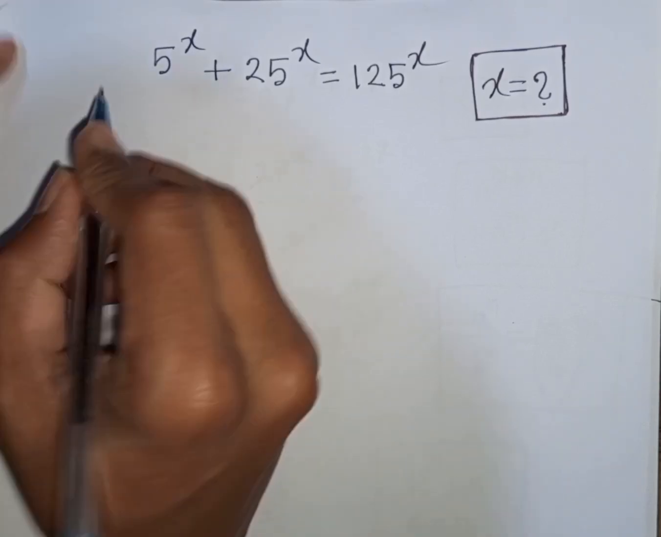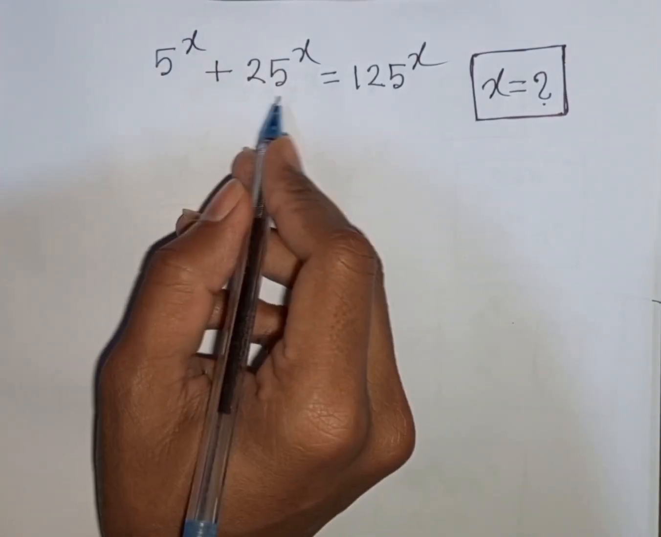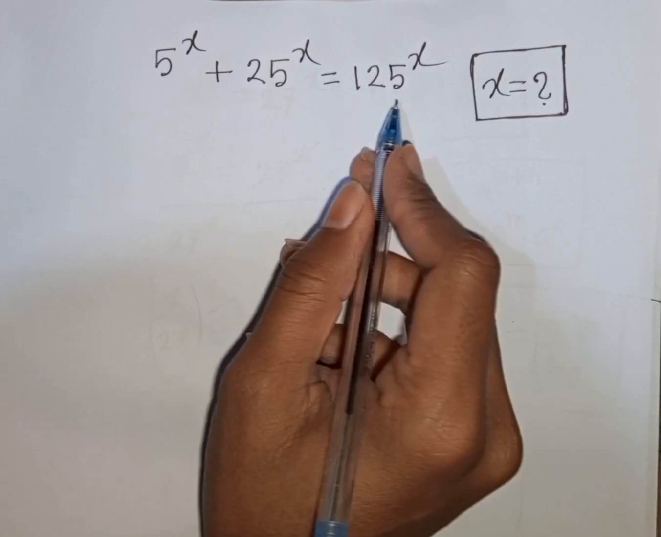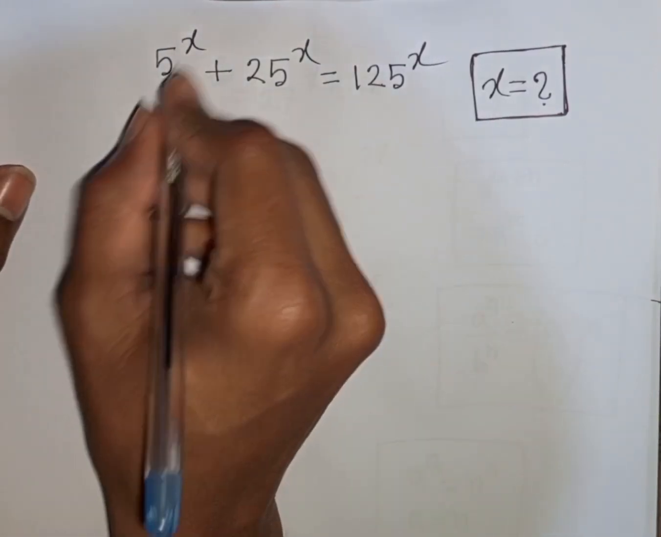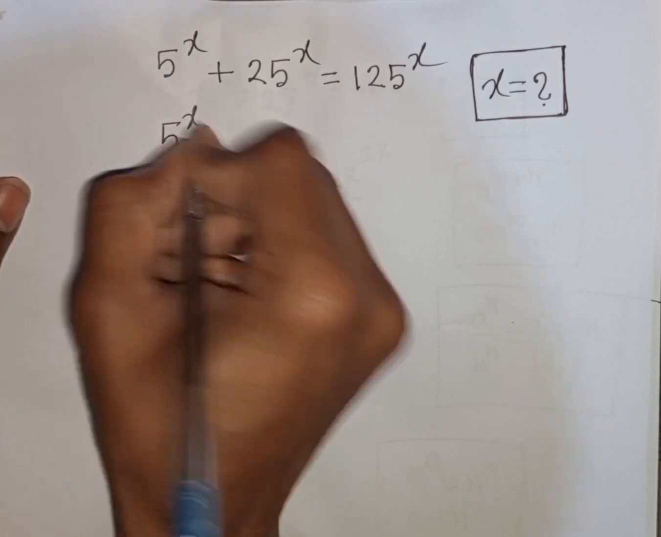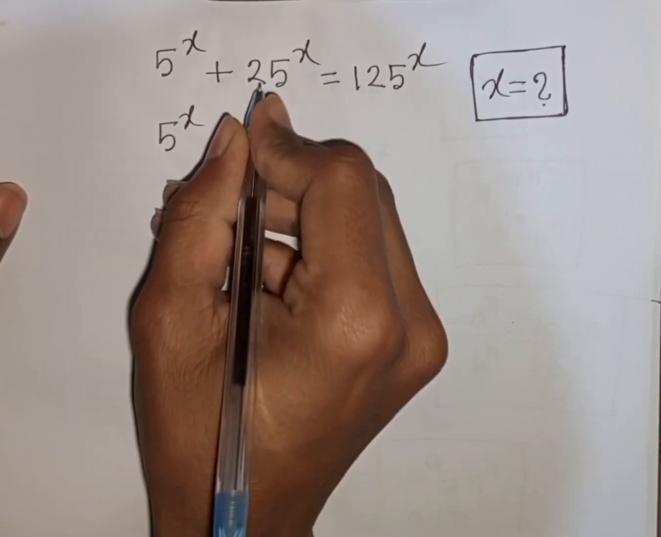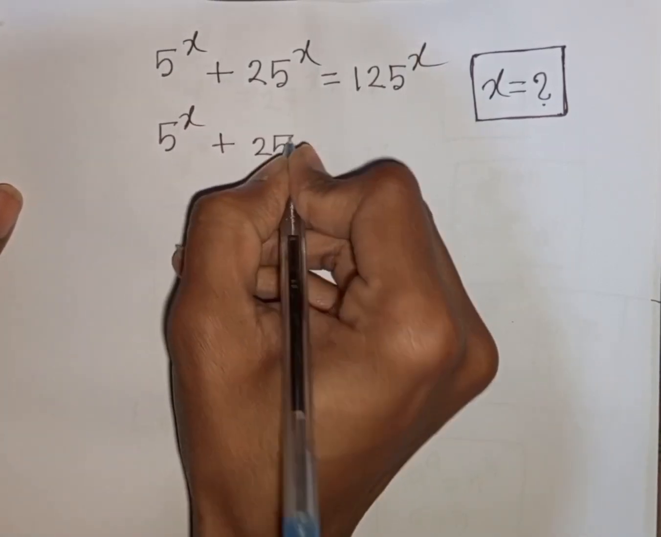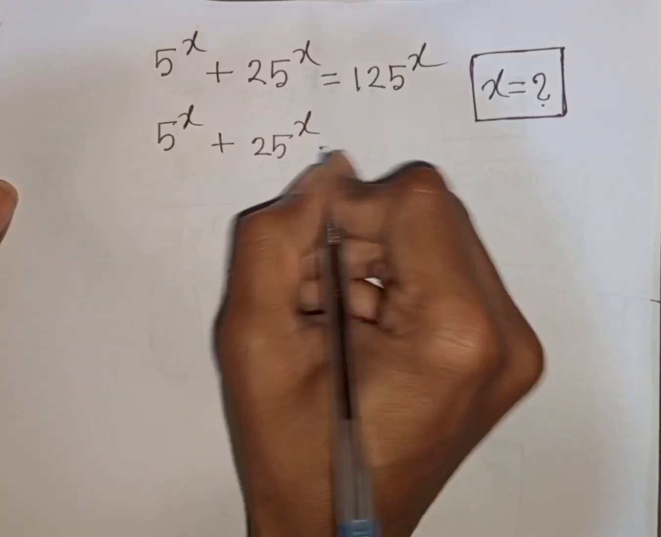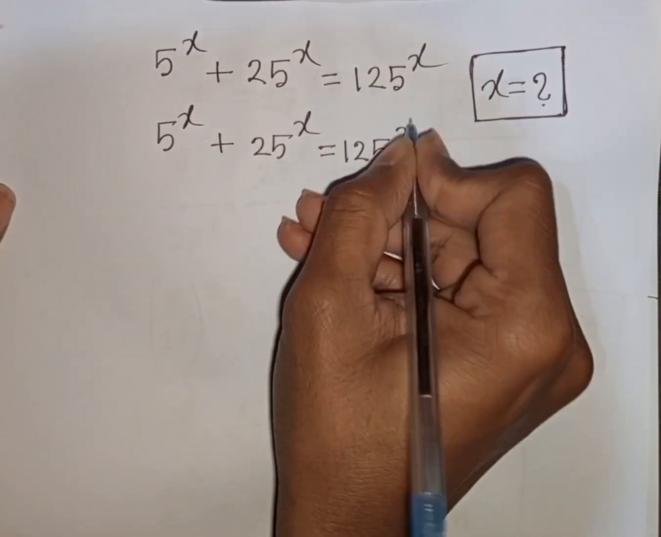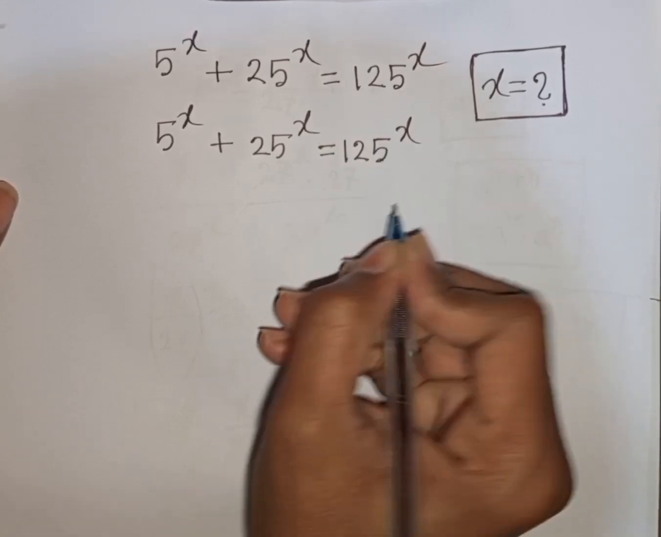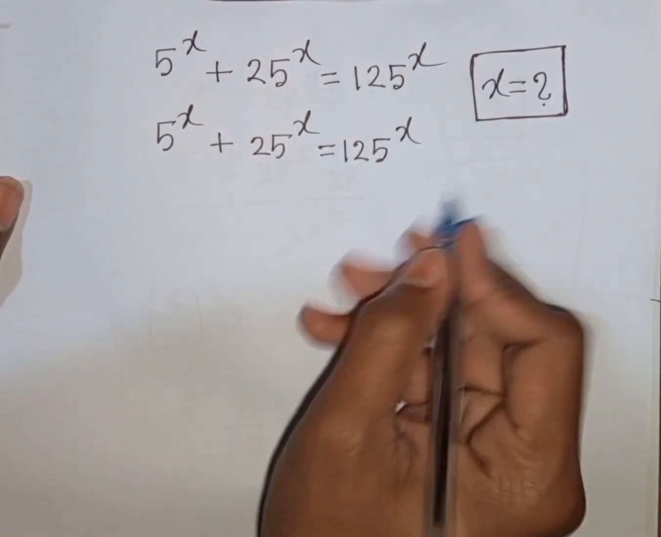How to solve 5 to the power x plus 25 to the power x is equal to 125 to the power x. Find the value of x. So we have 5^x plus 25^x is equal to 125^x. Now we divide by 125^x on both sides.